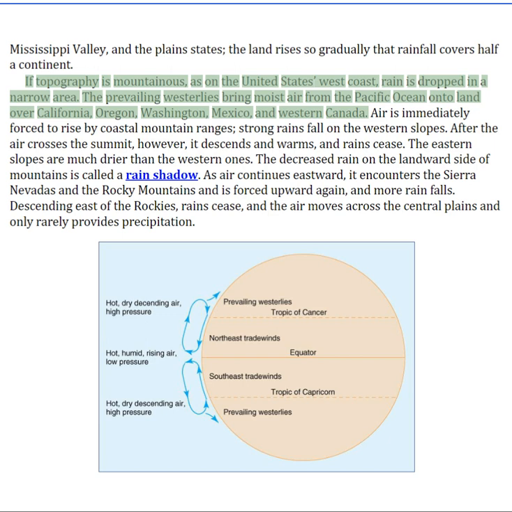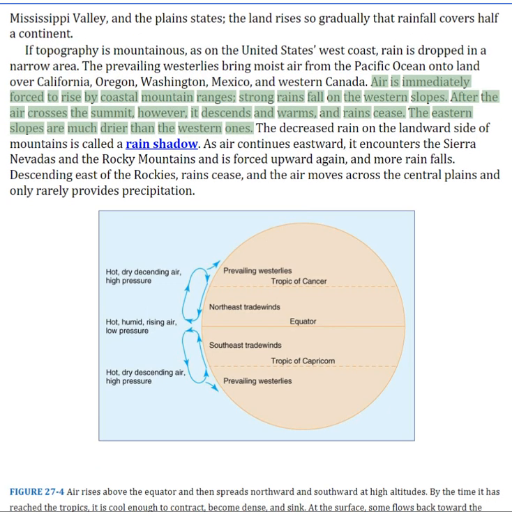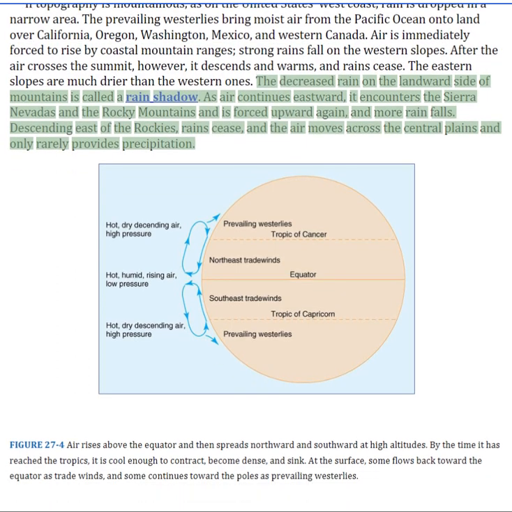The prevailing westerlies bring moist air from the Pacific Ocean onto land over California, Oregon, Washington, Mexico, and western Canada. Air is immediately forced to rise by coastal mountain ranges. Strong rains fall on the western slopes. After the air crosses the summit, however, it descends and warms, and rains cease. The eastern slopes are much drier than the western ones. The decreased rain on the landward side of mountains is called a rain shadow.